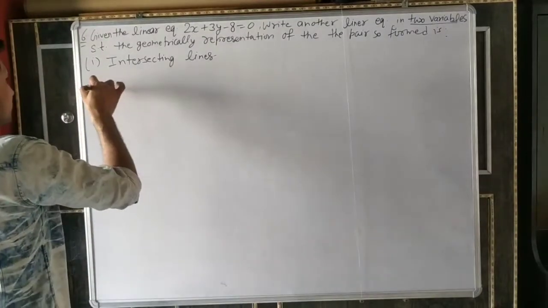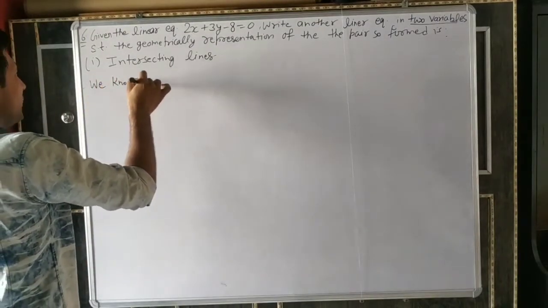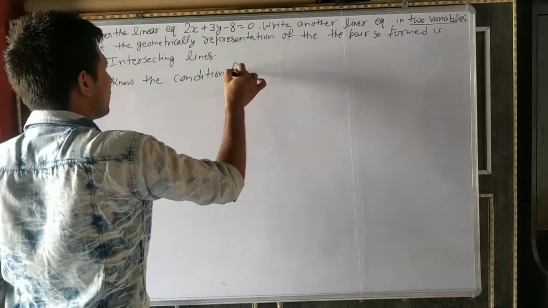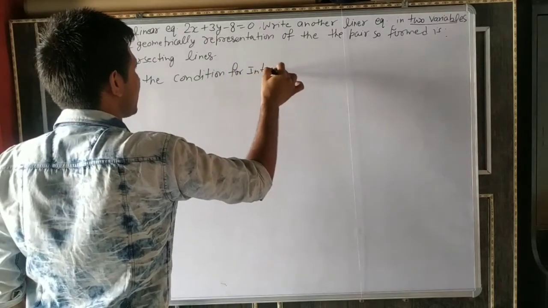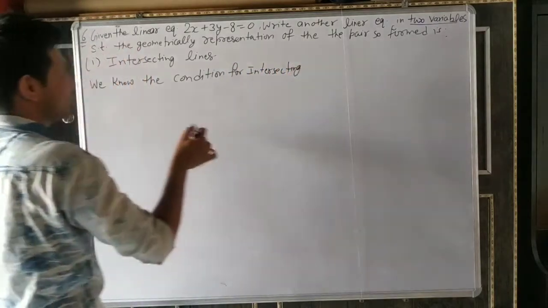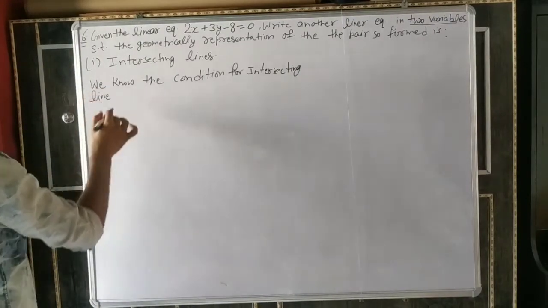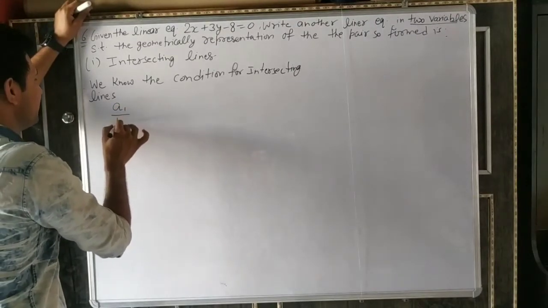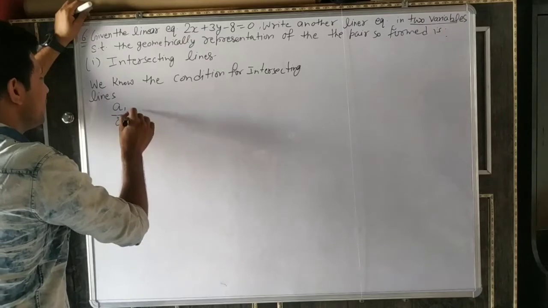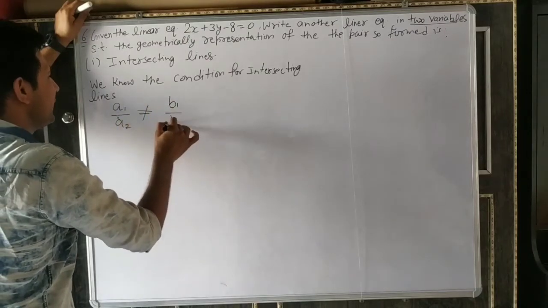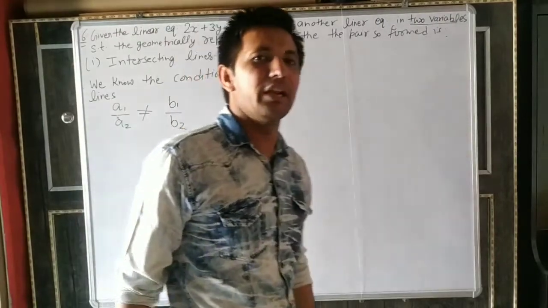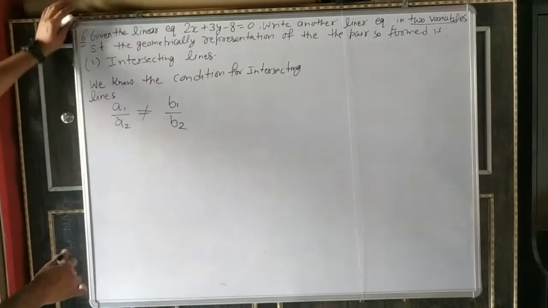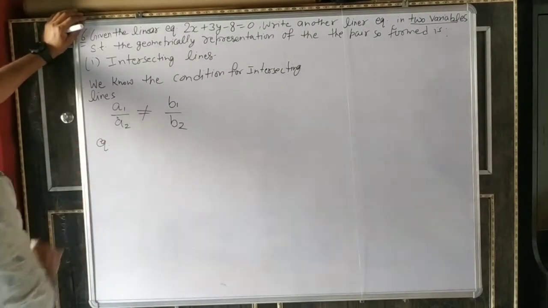So we will write, we know the condition for intersecting lines. What is the condition for intersecting lines? A1 divided by A2 not equal to B1 by B2. Understand it? Now we will write any equation, dear. You can write any equation.